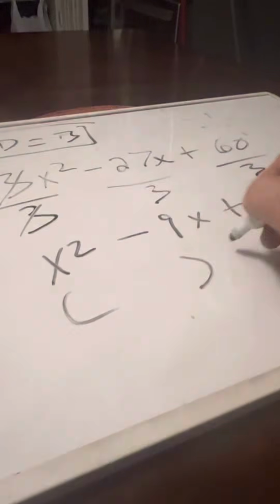Draw your parentheses like that. Okay. Put your x right there. And what numbers go into 20? 2 and 10 go into 20. 1 and 20. 4 and 5 go into 20.